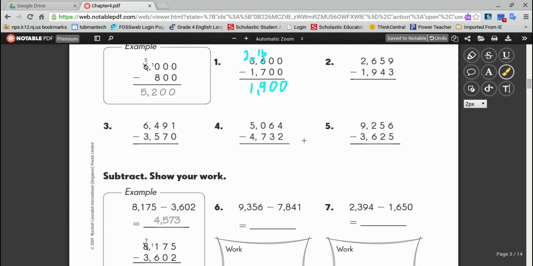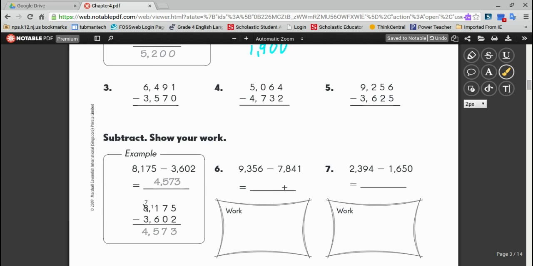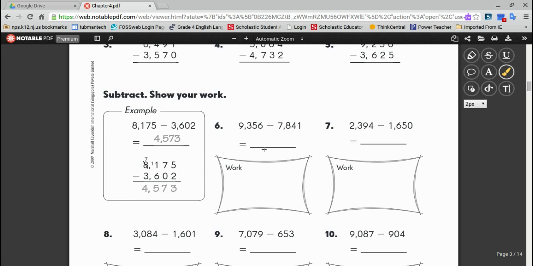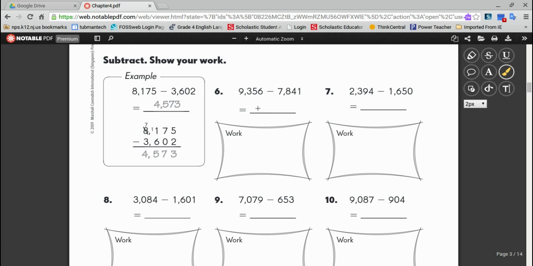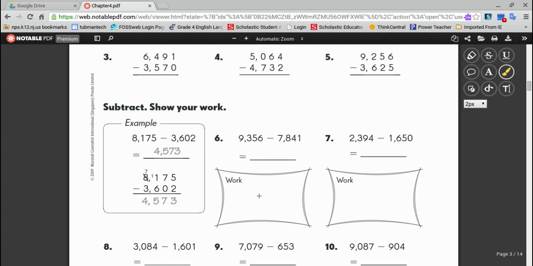Alright, so hit pause, do number 2, 3, 4, 5 on your own. And when you're ready, we'll do number 6, 7, 8, 9, 10. Alright, get started. Okay, welcome back. So here we go. We should have finished 2, 3, 4, 5. We're going to do these problems on the bottom here.